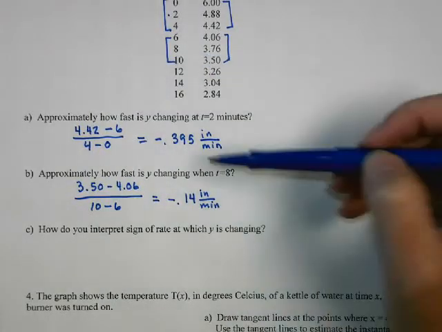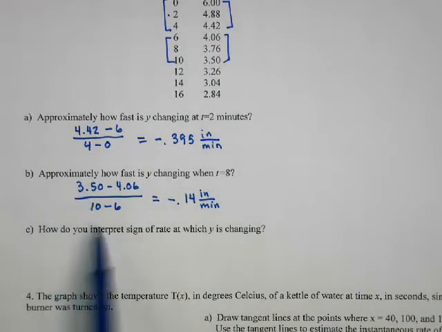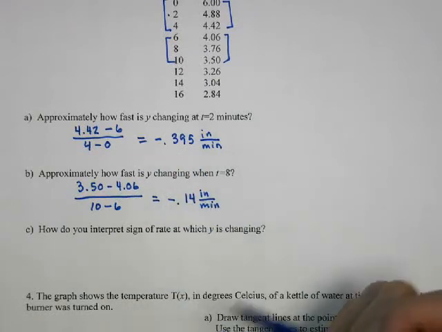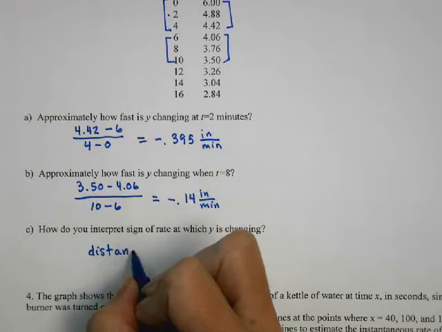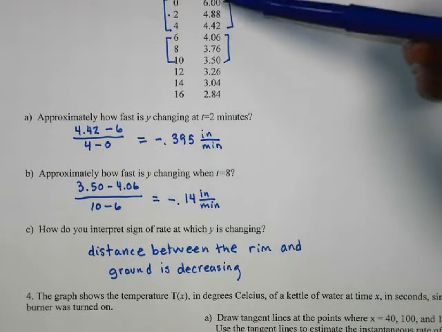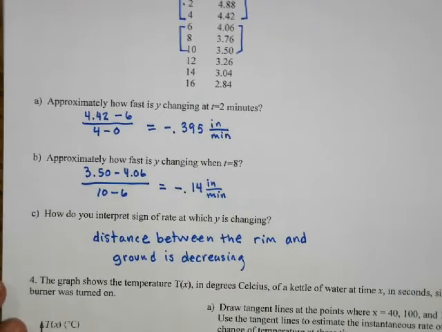We repeat that process for t equals 8. So I used 6 and 10 and those two values, plugged it in and got negative 0.14. So how do you interpret the sign at which the rate is changing? This is a negative. That means that the distance between the rim and the ground is decreasing. These numbers are getting lower and lower, so that tire is getting closer and closer to the ground.